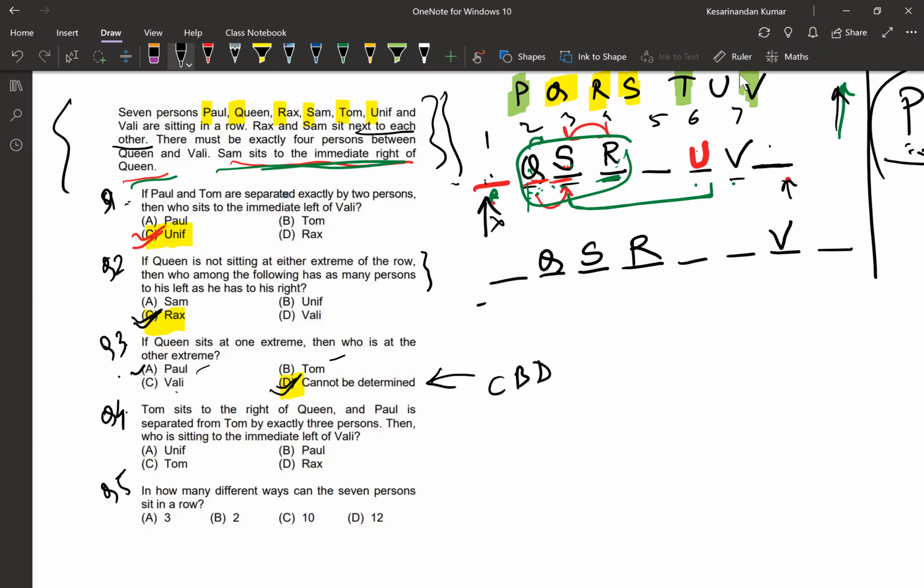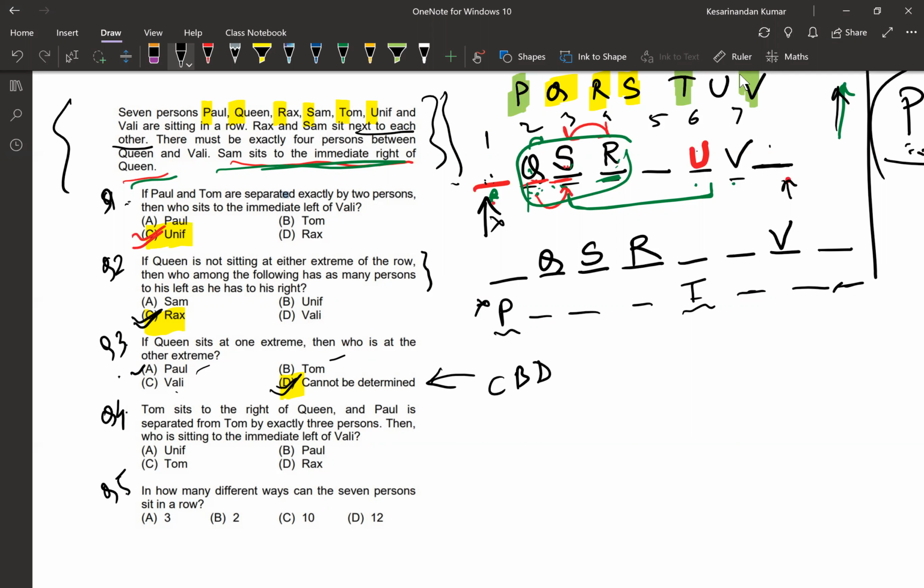This is what we had got, right, guys? Now, Tom sits to the right of Queen. Tom cannot sit here. So Tom will be here, here, or here. Let's assume for now Tom sits here. If Tom sits to the right of Queen and Paul and Tom are separated by 3 people, so 1, 2, 3, not possible. 1, 2, 3, possible. So this is one observation we have got. Let's see if it fits.